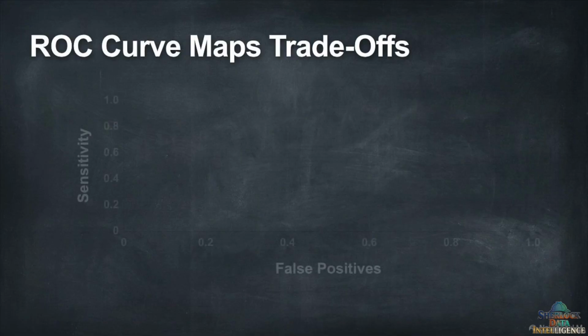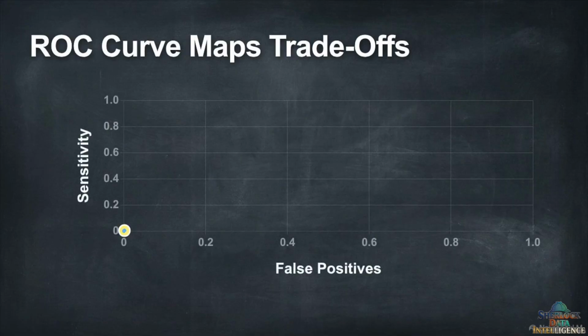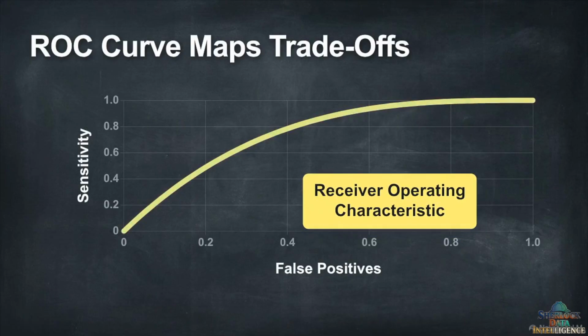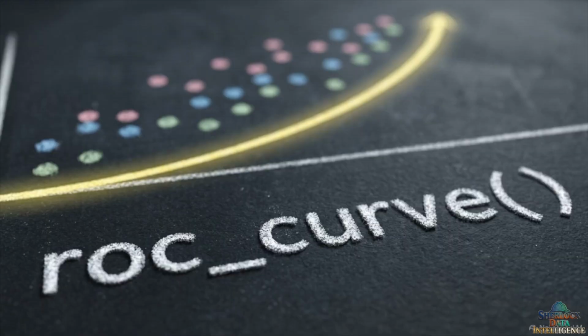We plot this on a 2D graph. The y-axis tracks sensitivity, while the x-axis tracks false positives. As the threshold turns, a continuous line is drawn across this space, charting every trade-off scenario. This shape is the receiver operating characteristic, or ROC curve. The ROC curve algorithm calculates the coordinates for every possible line of suspicion you could draw, exposing the model's true dynamic range.